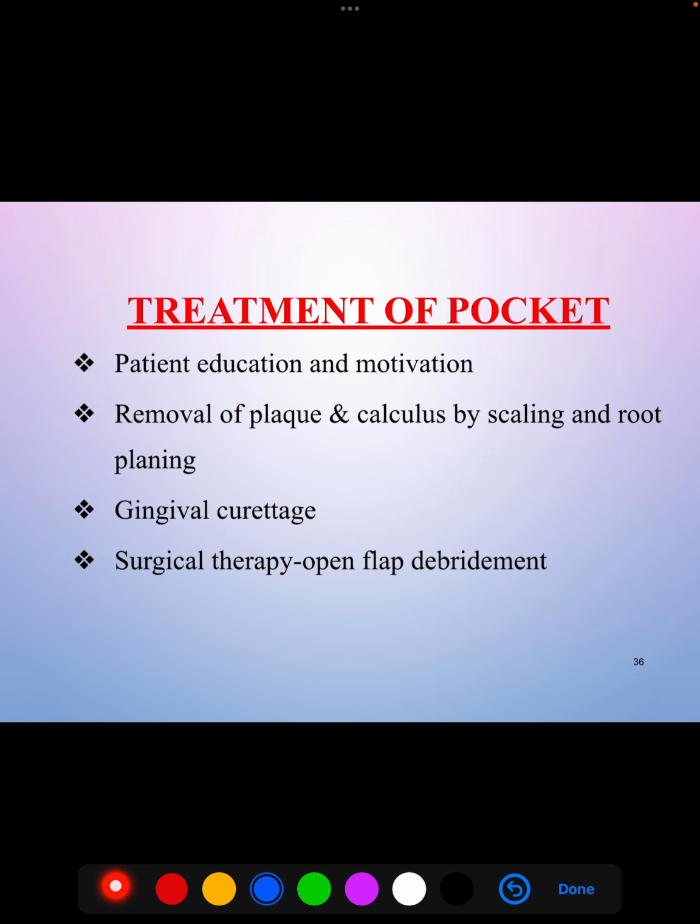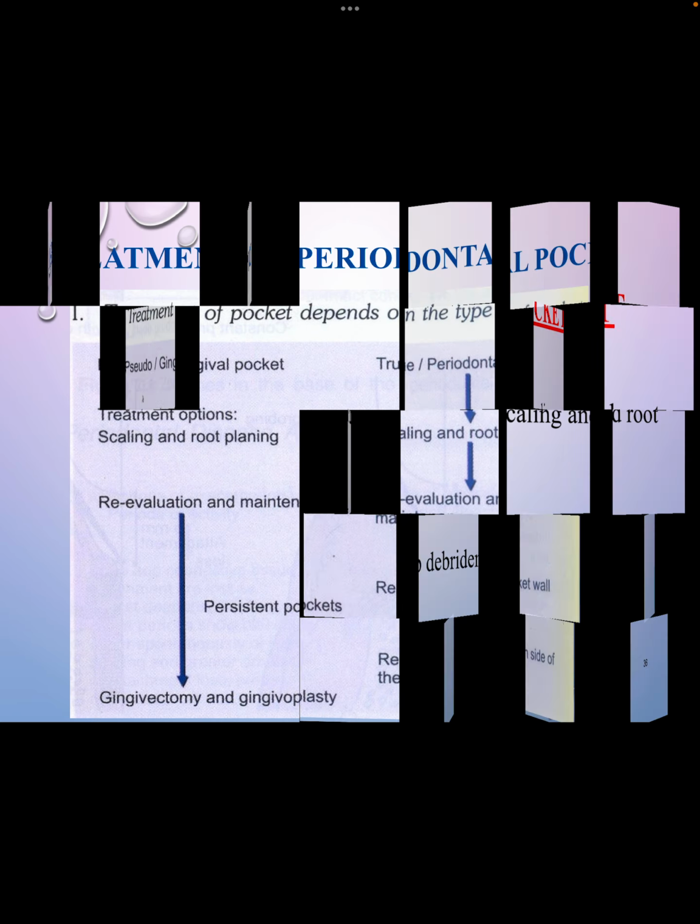Let's come to the last part of this periodontal pocket chapter, that is treatment. First, we have to educate and motivate the patient to maintain oral hygiene properly. We have to first remove the plaque and calculus by cleaning and root planing. Do gingival curettage wherever required. If periodontal surgical procedures are required, that should be done.